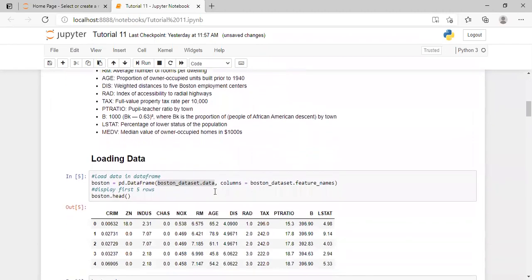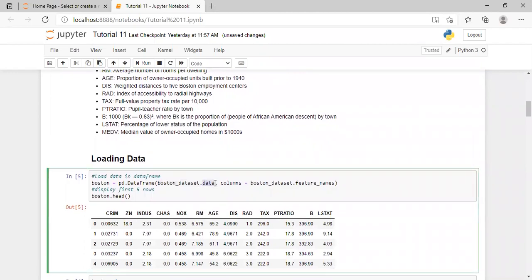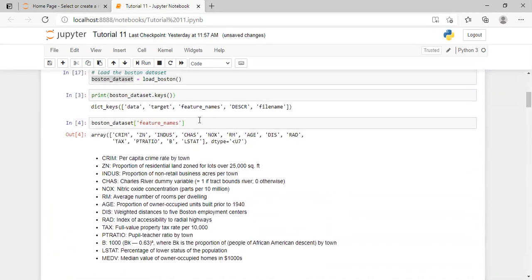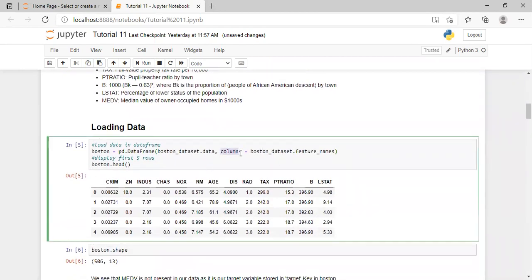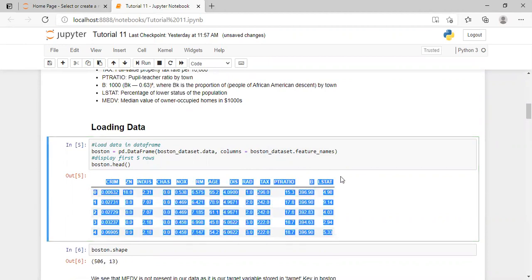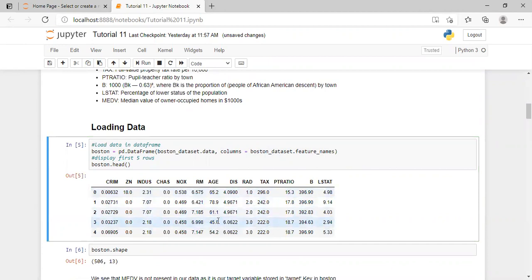So the data has been loaded here using the Boston dataset.data, and the columns I am giving for the data set is the Boston dataset.feature_names. As I said, all the feature names, I want to make it a column header. So I am telling pandas to make columns equal to Boston dataset.feature_names. What it would do, when calling Boston.head, is give the top 5 sample points. As you can see, all the columns have been made our feature names, and all the data has been loaded as sample points.